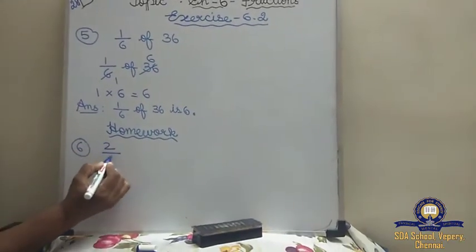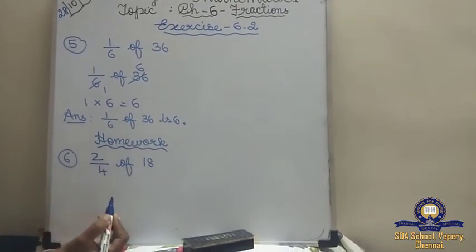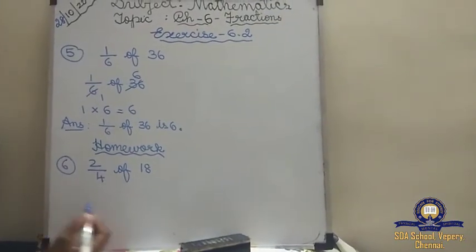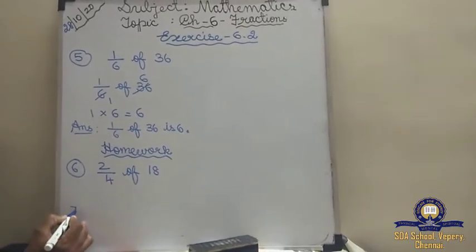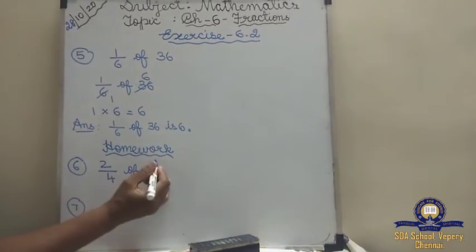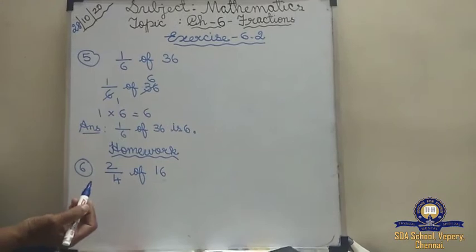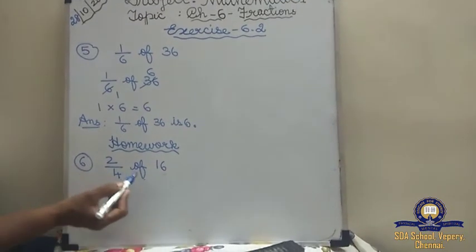2 by 4 of 18. And then what will come? Seventh sum. 2 by 4 of 16, ma. 2 by 4 of 16.